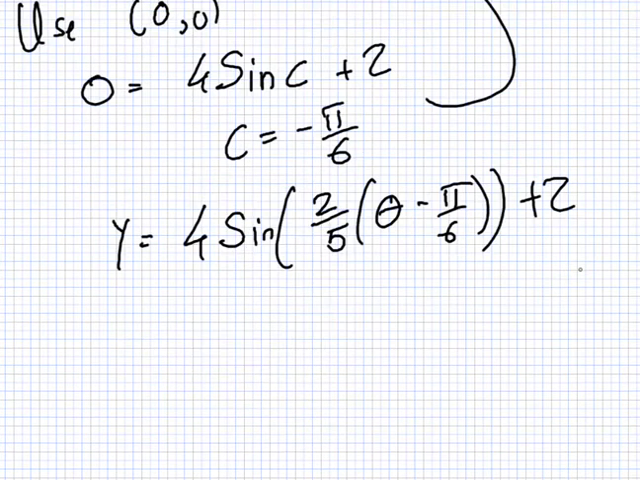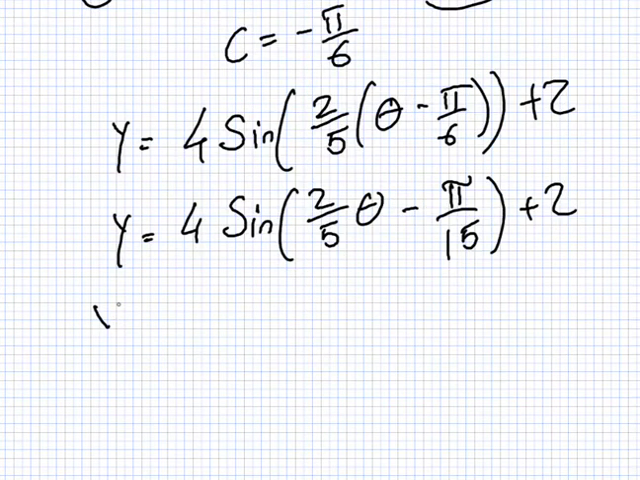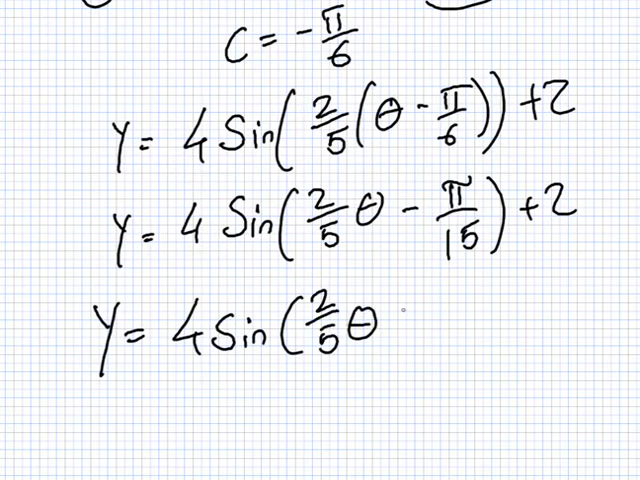Not finished. Y equals 4 sine 2/5 theta minus pi over 5 times 30, I believe. No, 15. Sorry. Or if you prefer, y equals 4 sine 2/5 theta plus minus pi over 15, plus 2.